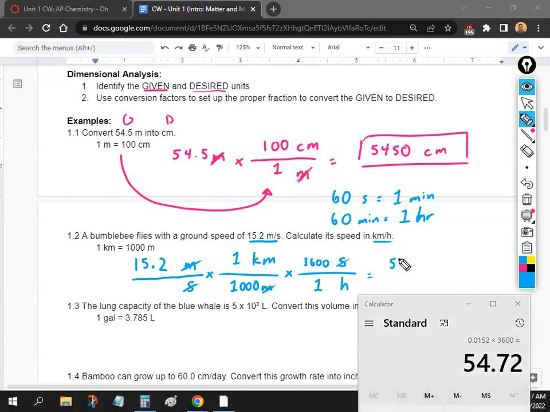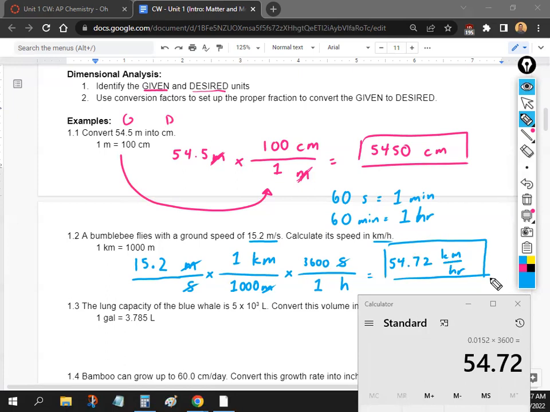So the answer will be 54.72 kilometers per hour. And that will be our final answer. So a little bit trickier because we got 2 fractions or 2 values that we're changing. But that's how you do it. You just set up multiple fractions.